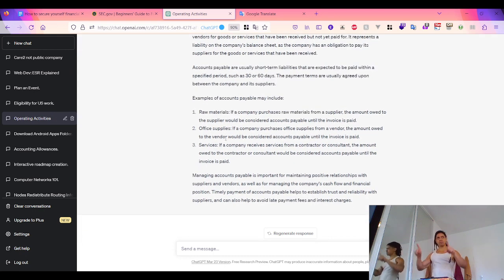So this is the example. So this is what accounts payable is, and its examples, all right? And then I look at accrued expenses, which are expenses that a company incurs for services that have been received, but not delivered yet. Okay, such as wages and salary, rent, utilities, and taxes.